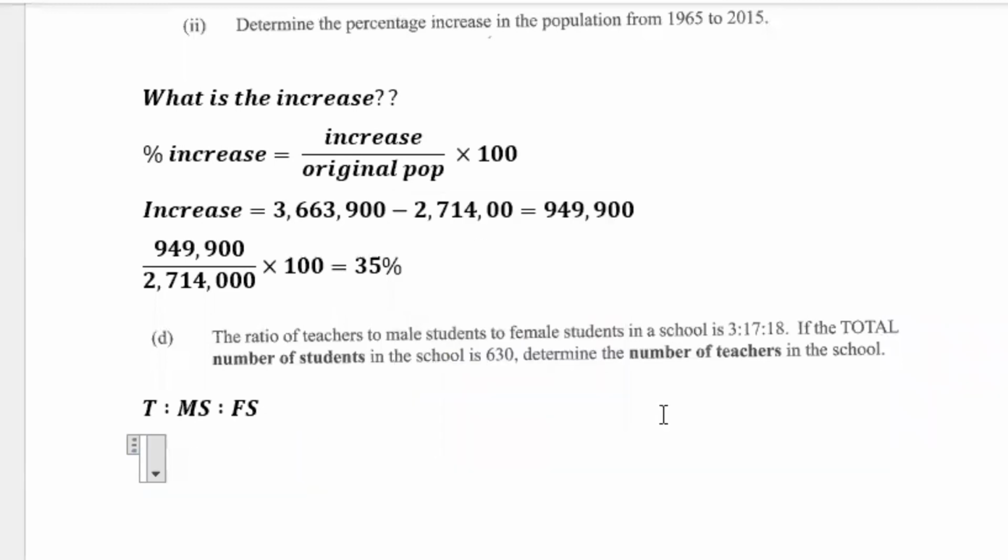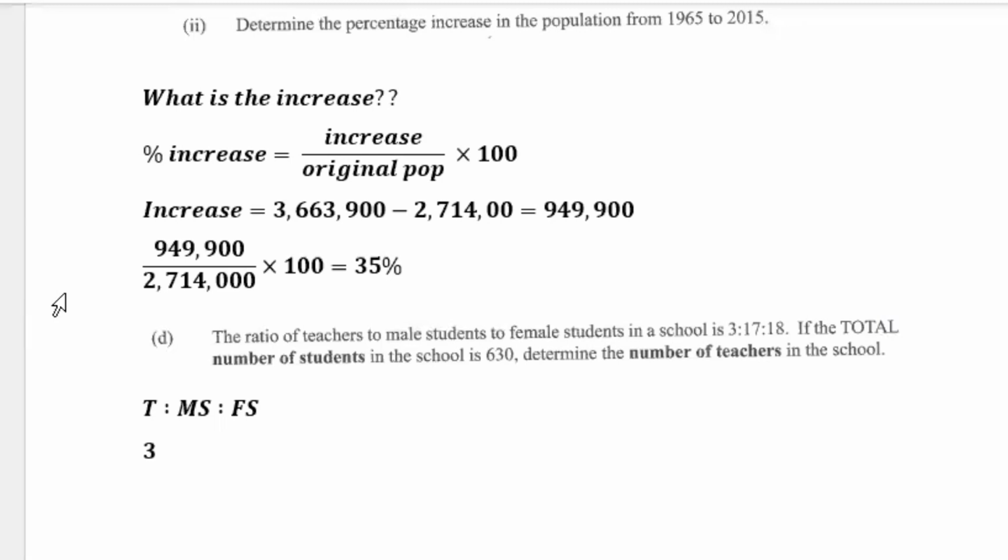Sir, I'm not getting 35%. Okay, let me check that. 949,900 divided by 2,714,123 multiplied by 100. Probably put it in your calculator piece by piece. So do 949,900 divided by the 2,714,000 because I just did that. And when you do that, you should get 0.35.